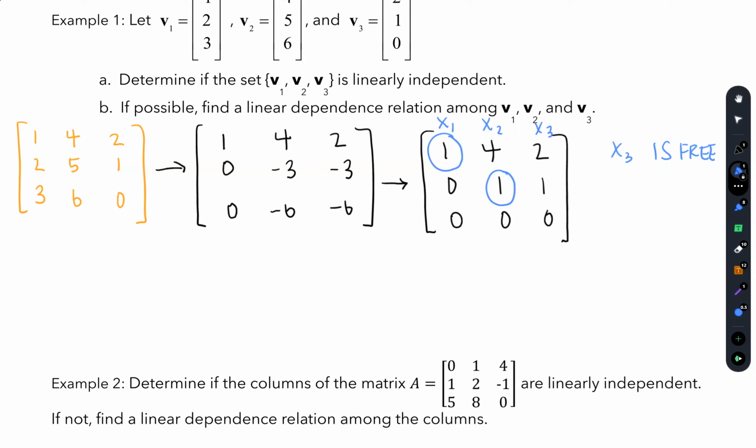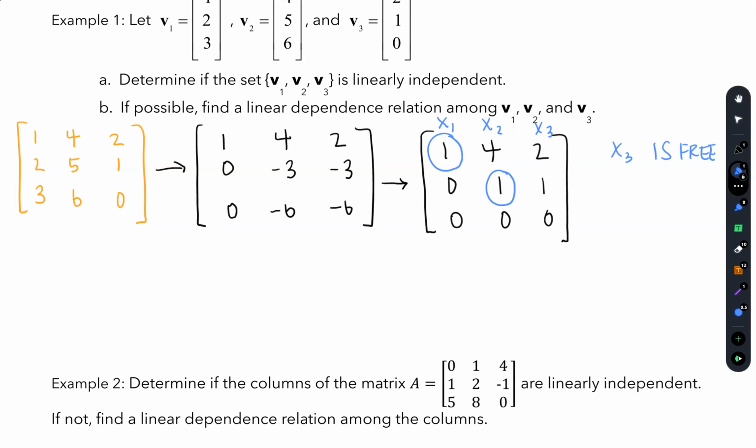Okay. So if the first question was to determine if it was linearly independent, we could stop there and say that they are dependent. But it also says, if possible, find a linear dependence relation among B1, B2, and B3. So what is it asking for? The coefficients. So some form of scalars, right?